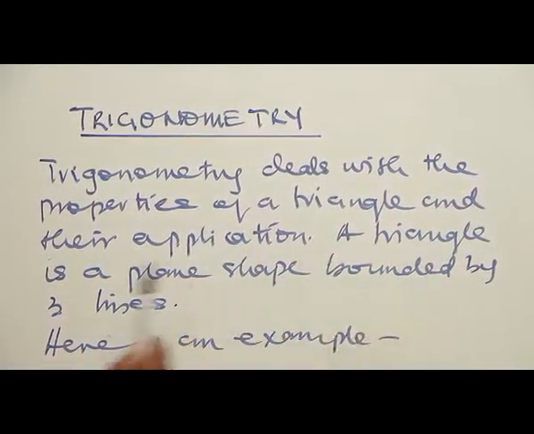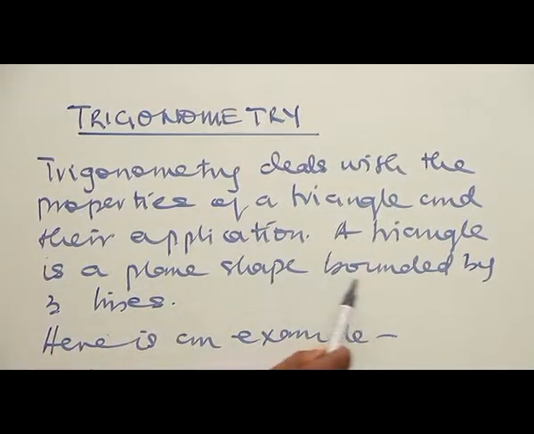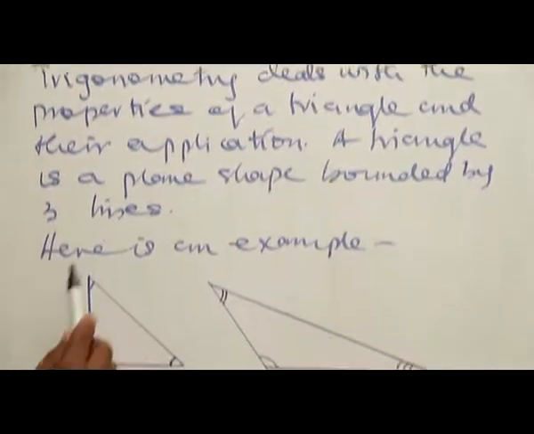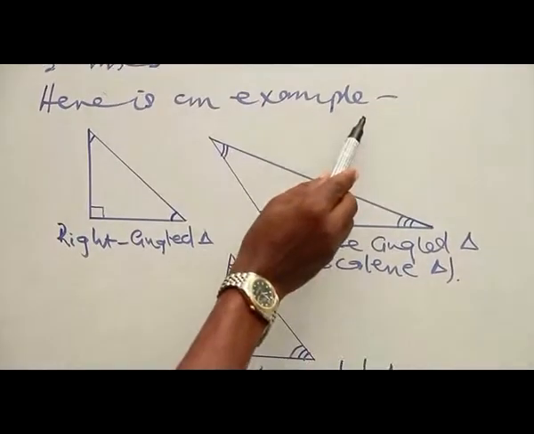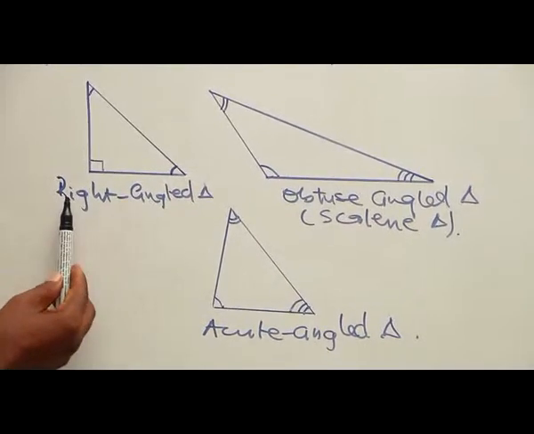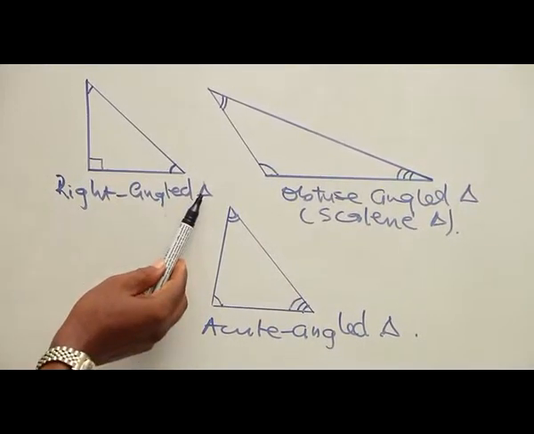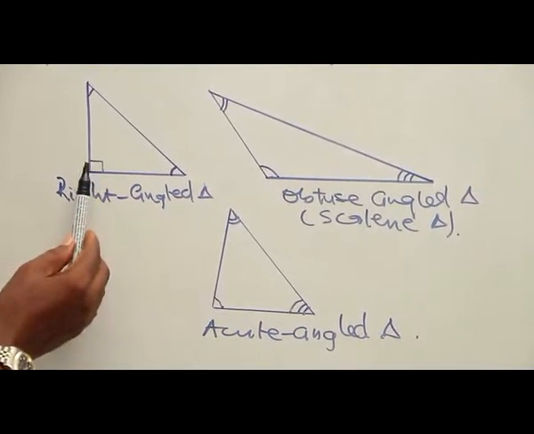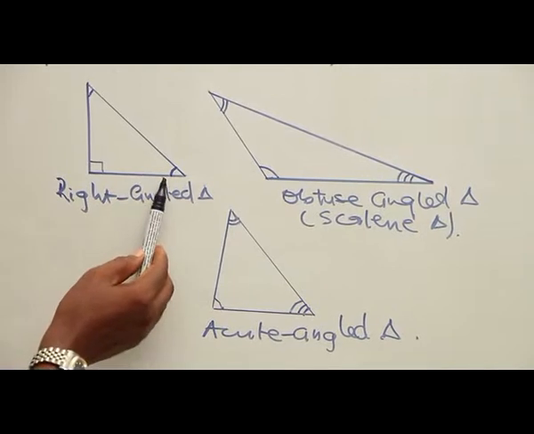A triangle is a plane shape bounded by three lines. Here is an example. You look at this triangle here. This is called a right-angled triangle. This angle here is 90 degrees. Hence, the name right-angled triangle.